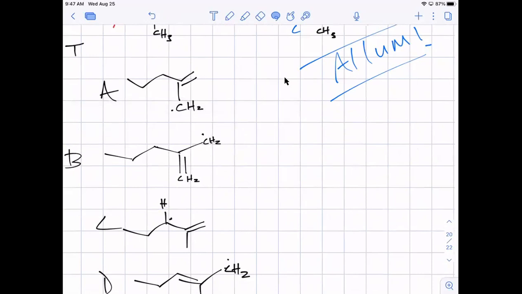All right, so those are my radicals for propagation. All four of them come into termination. And then I'm going to terminate them with bromine and give my allylic bromination products. Again, the goal is to add bromine at the allylic site.